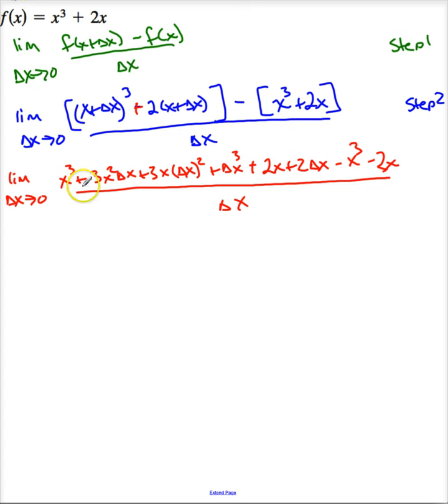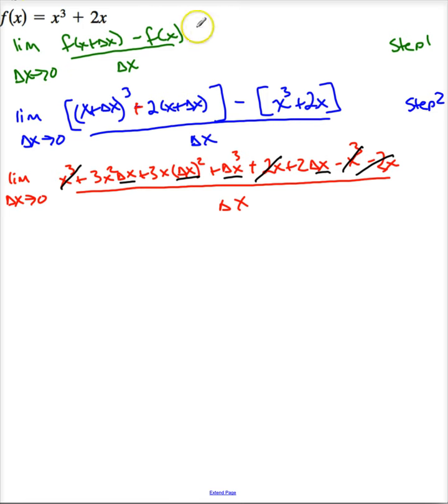Now I'm going to continue simplifying here. Does anything go away? X cubed goes away. Minus 2x should go away. And I'm left with 1 delta x. There's at least 1 delta x in every term. So now I'm going to move on to step 4. Let's make step 4 in black.